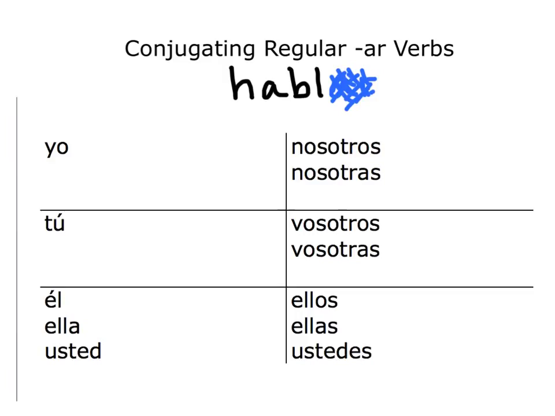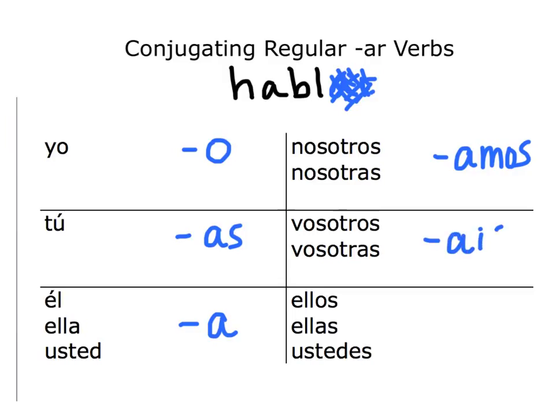And here are the endings. For yo, it's o. For tú, as. Él, ella, and usted share an ending. It's a. Nosotros and nosotras share an ending. Amos. Vosotros and vosotras. Áis. It's an accent. Ellos, ellas, and ustedes. An.